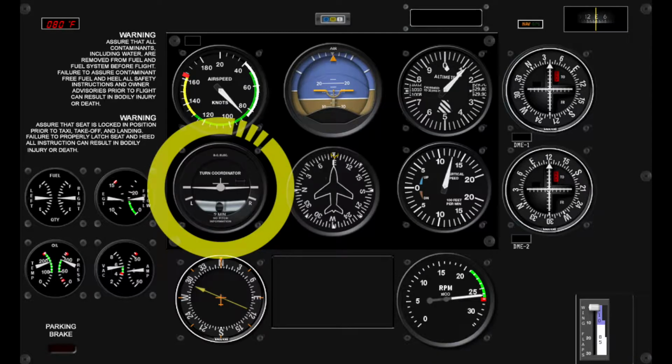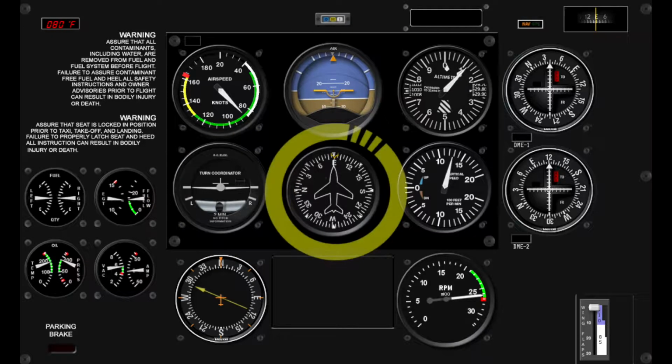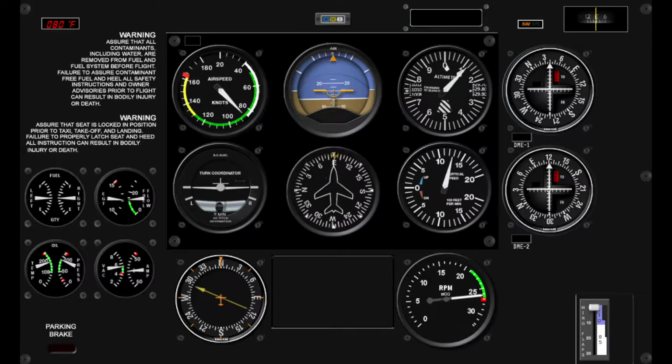Next we have the turn and bank indicator. The turn and bank indicator helps the pilot make coordinated turns. Next we have the heading indicator. The heading indicator works like a compass. It shows the pilot the airplane's heading relative to the nose of the airplane.